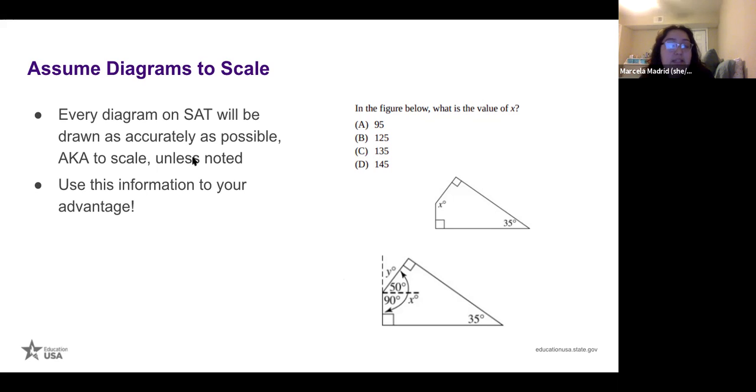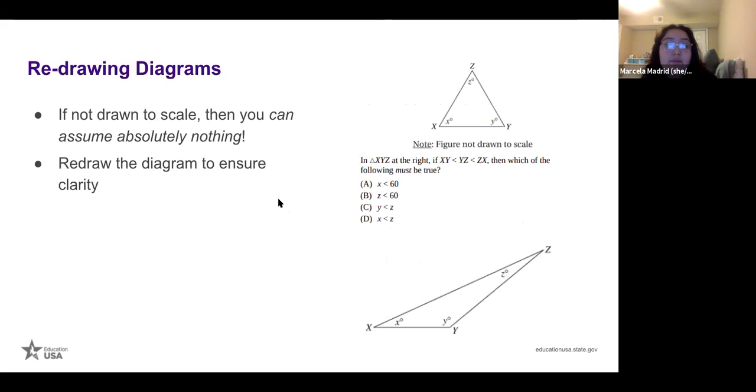But keep in mind that if the diagram says it's not to scale, this information is completely void. The only reason why it works out here in this particular question is because we know that the diagram is to scale. So the second one is redrawing diagrams. What I talked about: if not drawn to scale, then you can assume absolutely nothing. So when it is not to scale, you would want to redraw the diagram to ensure that there is clarity.